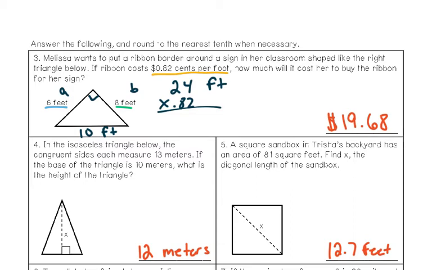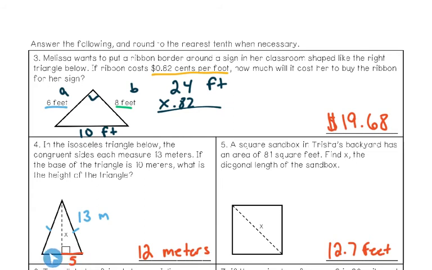In number 4, I'm looking at an isosceles triangle. I know in an isosceles triangle, two sides are the same length. In this case, these are the two sides, and each side measures 13 meters. The base of the triangle is 10 meters, so you can see where this height cuts it in half.